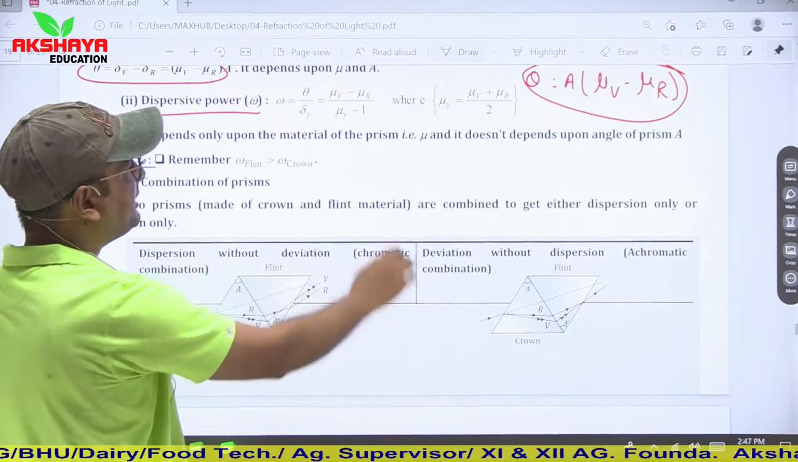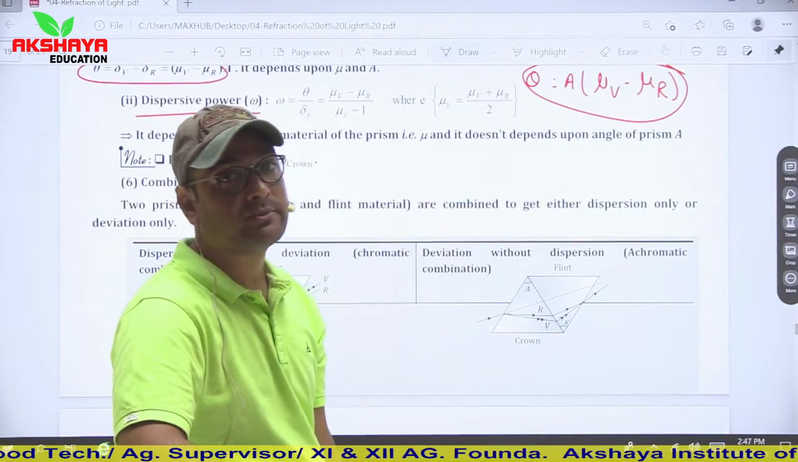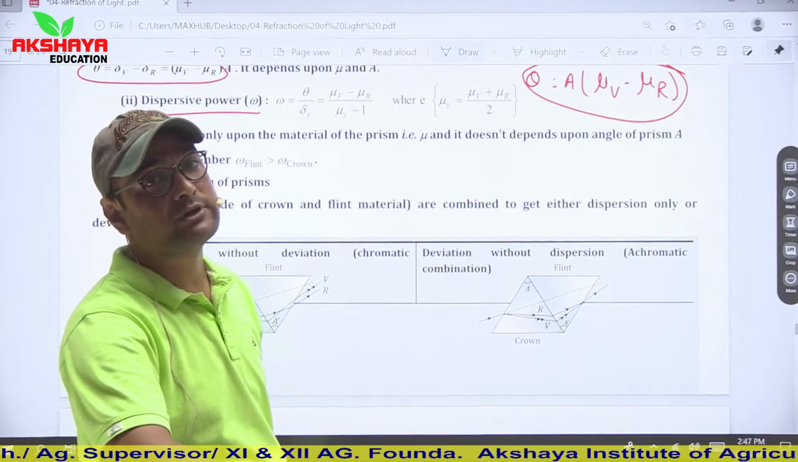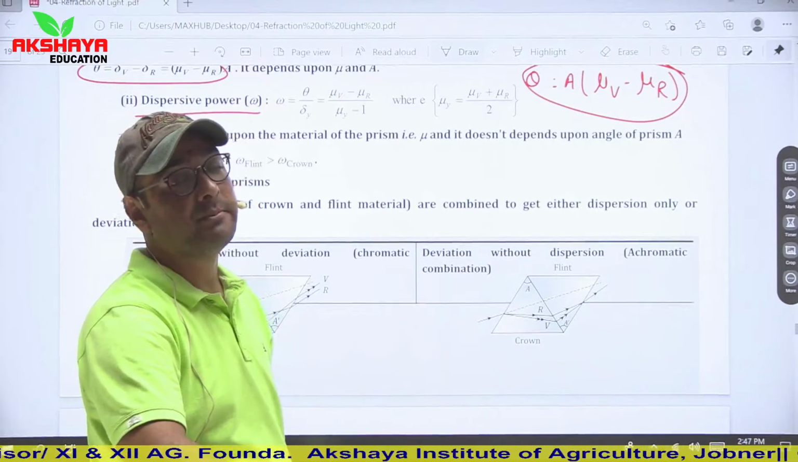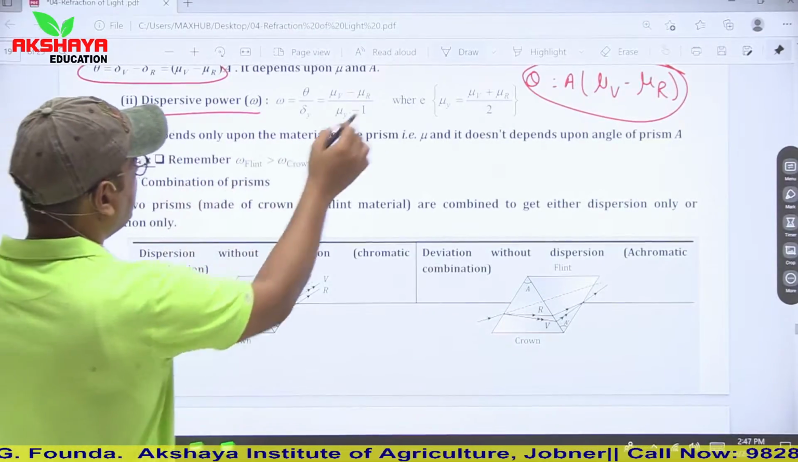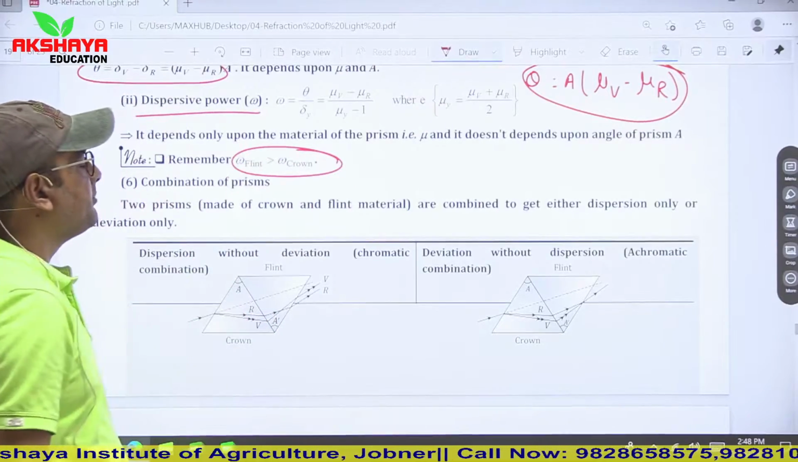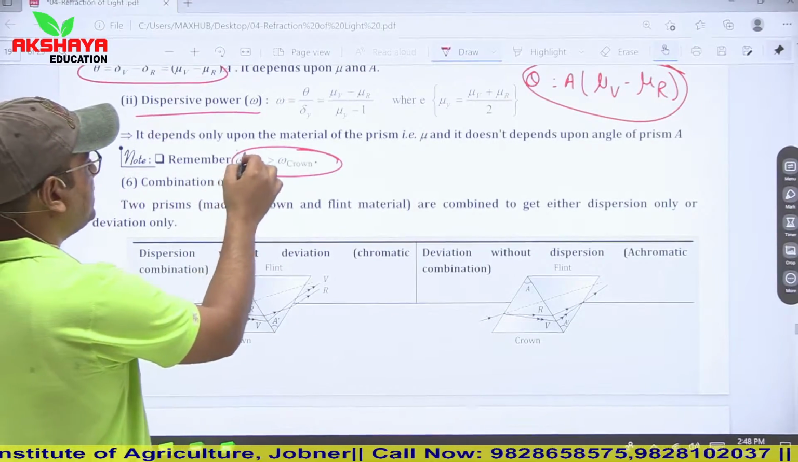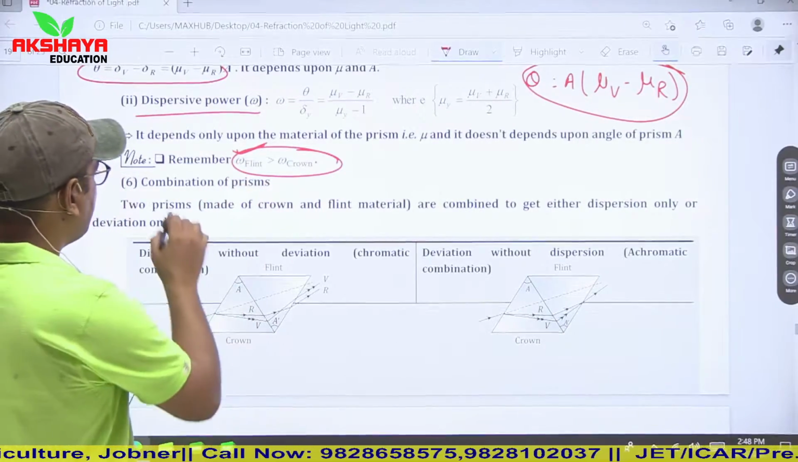It depends only on the material of the prism, that is mu, and it doesn't depend upon the angle of the prism. So keep in mind that dispersive power simply depends on the material of the prism, meaning it depends on the refractive index mu. Remember, omega flint is greater than omega crown. So the dispersive power for flint glass is greater than for crown glass.